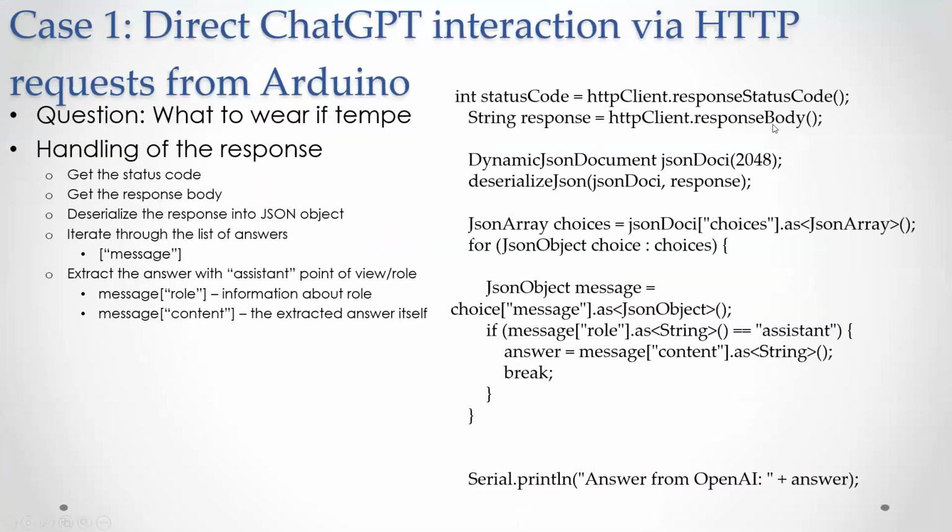And now here is an additional explanation of how the code for sending the request works, and also here how the answer is handled and extracted from the response, which is the deserialized JSON answer from the service. And the relevant fields are the role of the message, information about the role, and the extracted answer, which is the message content field.